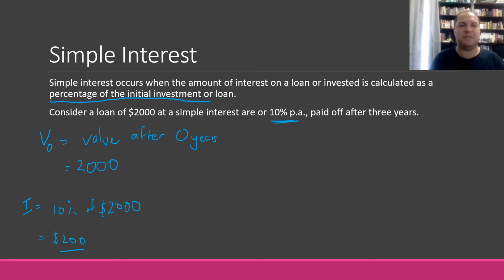So if V naught is $2,000, after 1 year we would have to pay back $2,200. After 2 years, we'll have to pay back $2,400. After 3 years, we'll have to pay back $2,600. Now, key thing to notice here, guys, is that in each case we are going up by $200 each time. That looks like an arithmetic sequence.